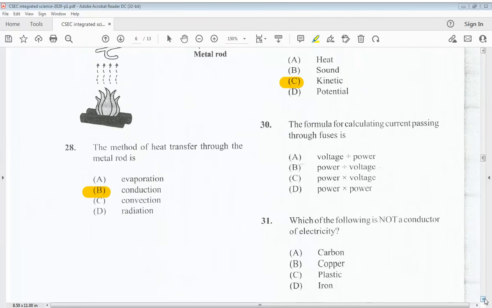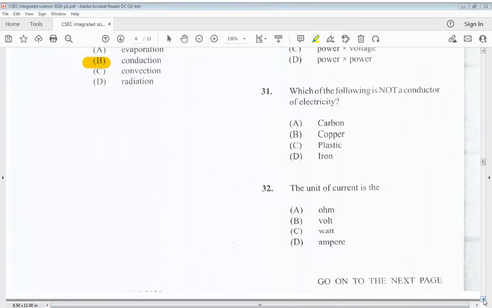The formula for calculating current passing through fuses is, we know it's the power divided by voltage, B. Let's go to 31. Which of the following is not a conductor of electricity? We know it is C, plastic. 32. The unit of current is the, we know it is the ampere.